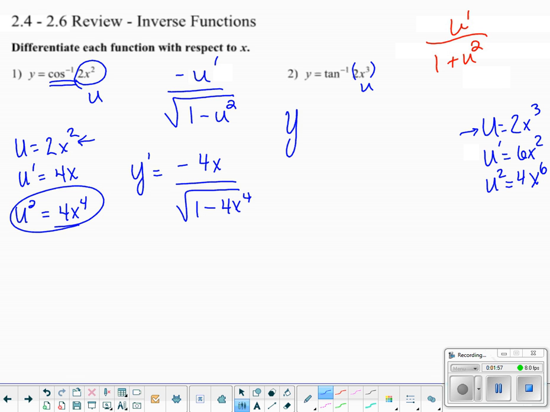And then this work is pretty easy because it's just plug and play. So I don't want to make a negative there, you guys. That's positive. U prime is 6x squared, and then it's 1 plus our u squared, and that would be a 4x to the sixth.